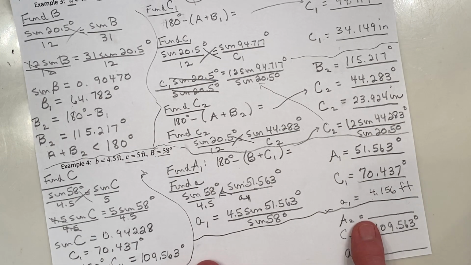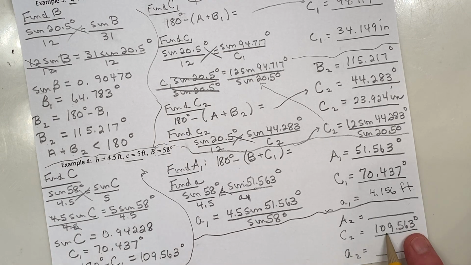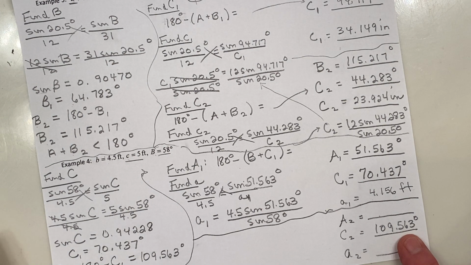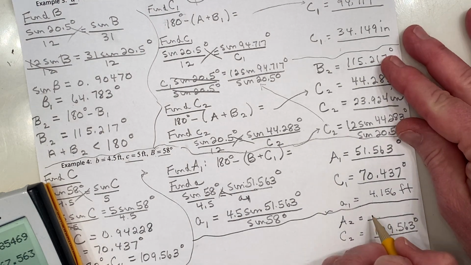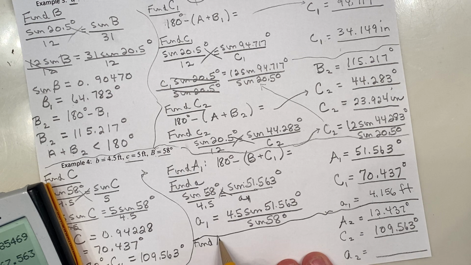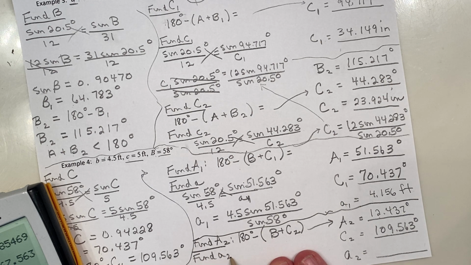Okay, now let's focus on the second triangle. What if, now forget everything you've done, but come over here and now let's use C sub 2, which we got. How do we find A then? Well, we go back and add 109.563 to 58 and subtract from 180. That's a small angle. I got 12.437 degrees. So again, find A sub 2. It's 180 degrees minus the sum of the given B plus C sub 2. And that's what gave us that. And finally, let's find A sub 2.